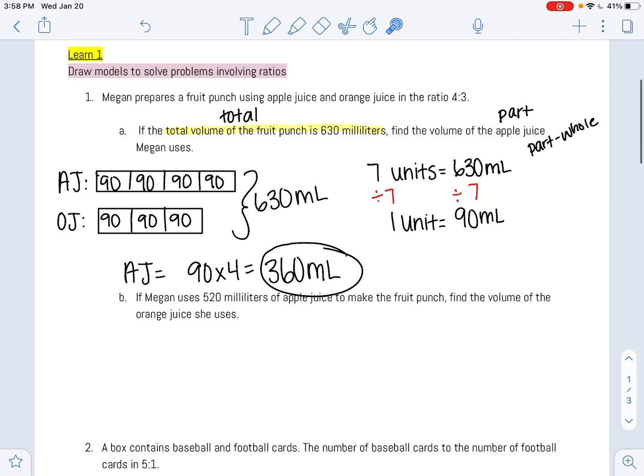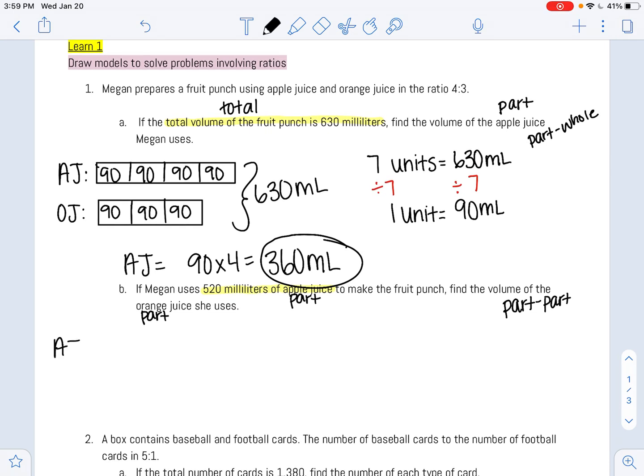Let's look at question B. If Megan, we're going to use the same model here, or the same ratio of 4:3. If Megan uses 520 milliliters of apple juice, we want to find out how much orange juice she's using. So we have a part to another part. So this is an example now of a part-to-part problem. My ratio is still the same as far as my picture goes, with 4 units and 3 units.